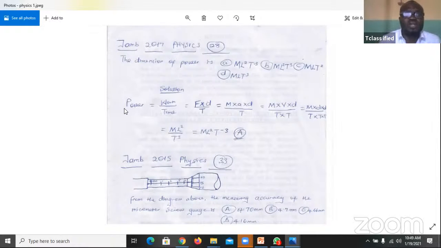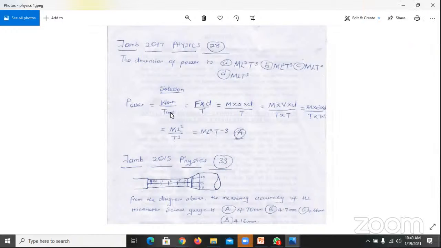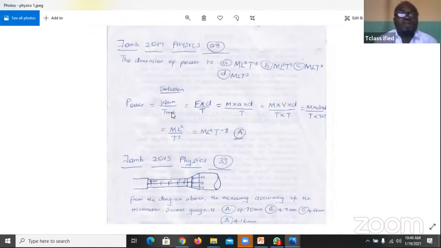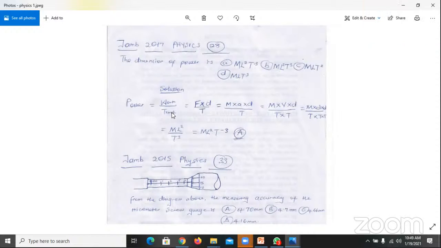So let's take an example of power, which is what the question is asking. If you want to turn power into the dimensional representation, is it going to be ML2T-3, or ML2T3, or ML? Which of these is it going to be? We all know that power is work done over time. Are we aware of power being work over time? Yes, sir.